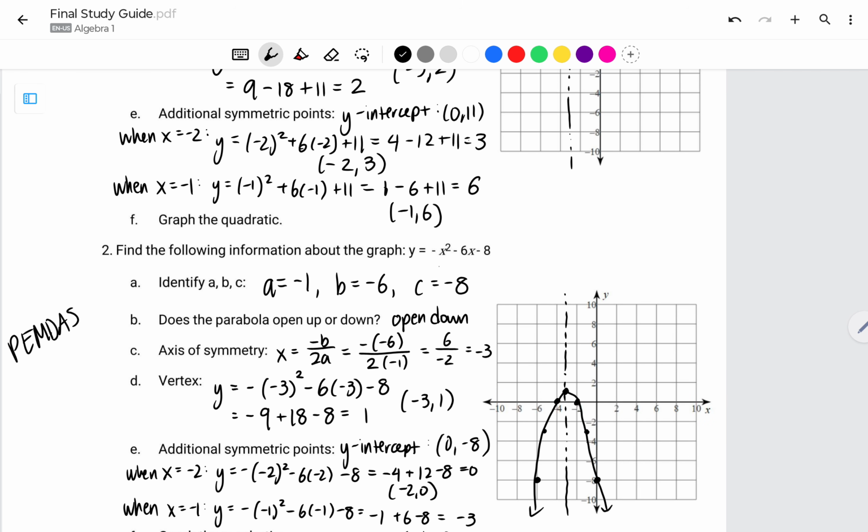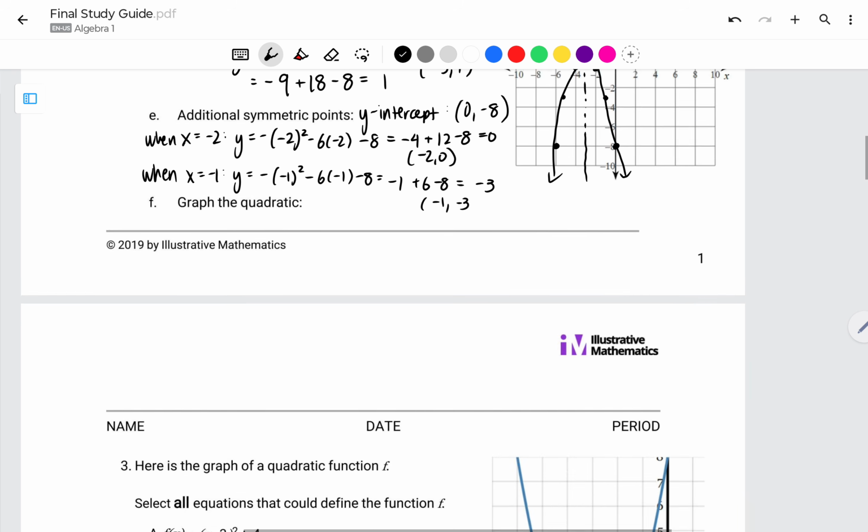Okay. So I got some practice graphing parabolas. We had a whole different worksheet on the other one. And I also posted a video on the other one. Okay, so if you want more practice on graphing parabolas, look at the other video, please. Okay. All right. Let's keep going.